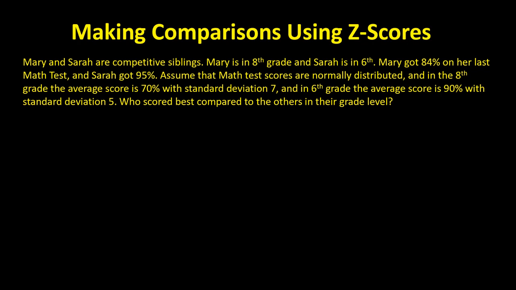Mary is in the 8th grade and Sarah is in the 6th. So Mary must be Sarah's big sister. Mary got an 84% on our last math test. I'm going to go ahead and write that down as x equals 84. So x is going to represent Mary's math score.